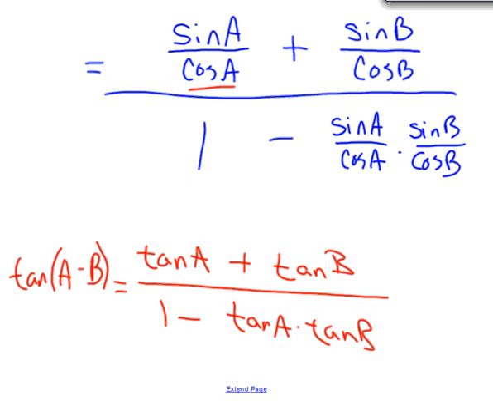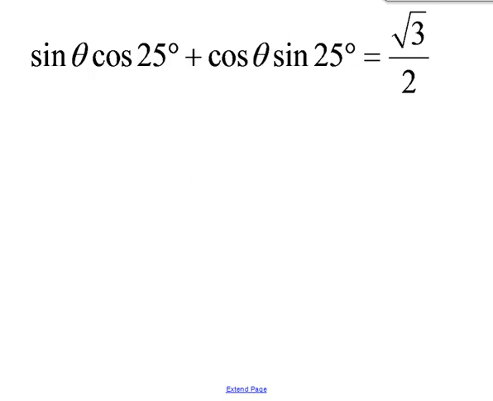All right, now let's take a look at solving some equations using our composite properties. Now we're going to get back to that last chapter we took care of. You would think, okay, I've got to rewrite this as one function, so I can't have sine theta cosine 25 plus cosine theta sine 25. I've got to use my composite properties.